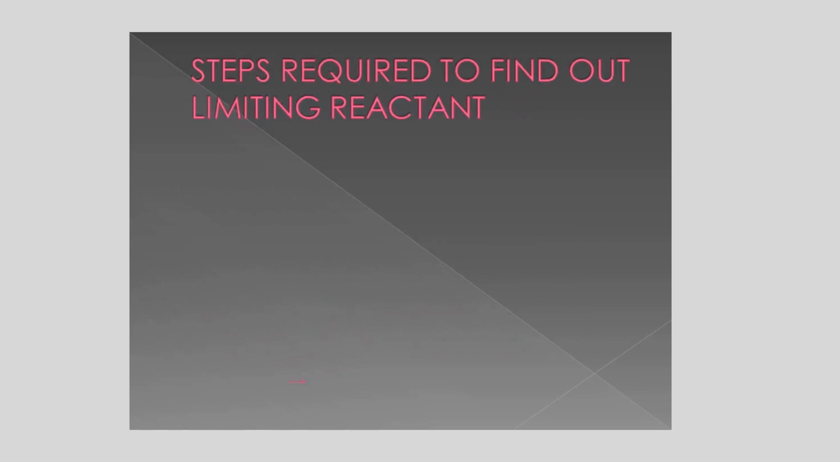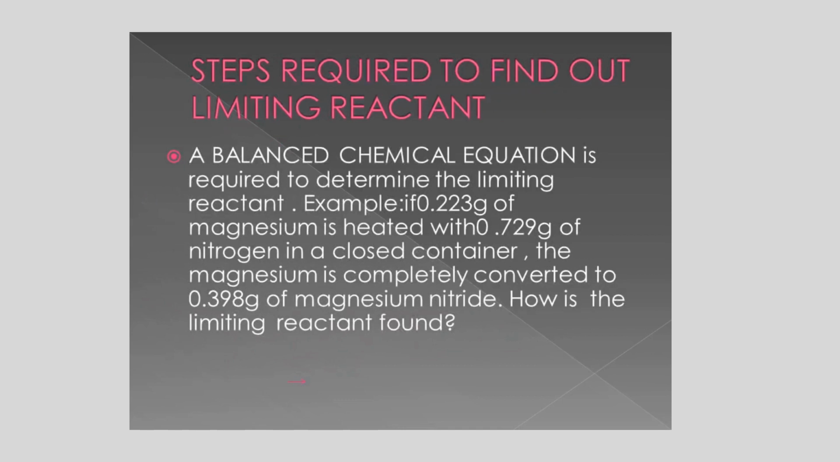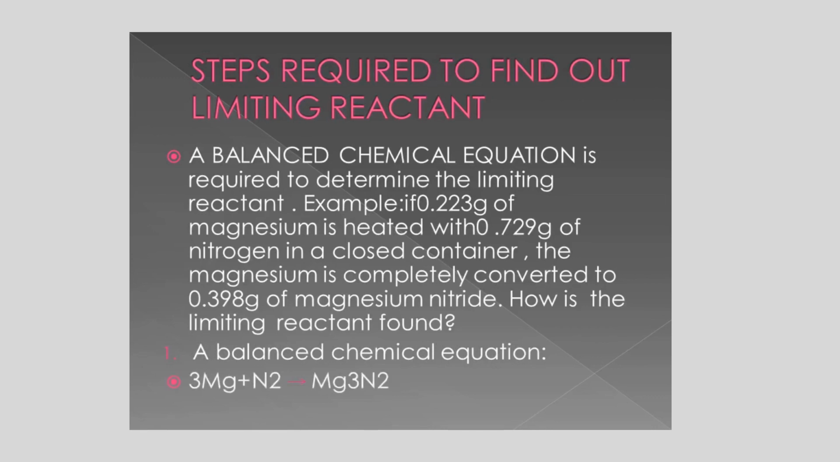Steps required to find out limiting reactants. First of all, a balanced chemical equation is required to determine the limiting reactant. For example, if 0.223 grams of magnesium is heated with 0.729 grams of nitrogen in a closed container, the magnesium is completely converted to 0.398 grams of magnesium nitride. How is the limiting reactant found? A balanced chemical equation is required. This one is here: magnesium reacts with nitrogen to give magnesium nitride.